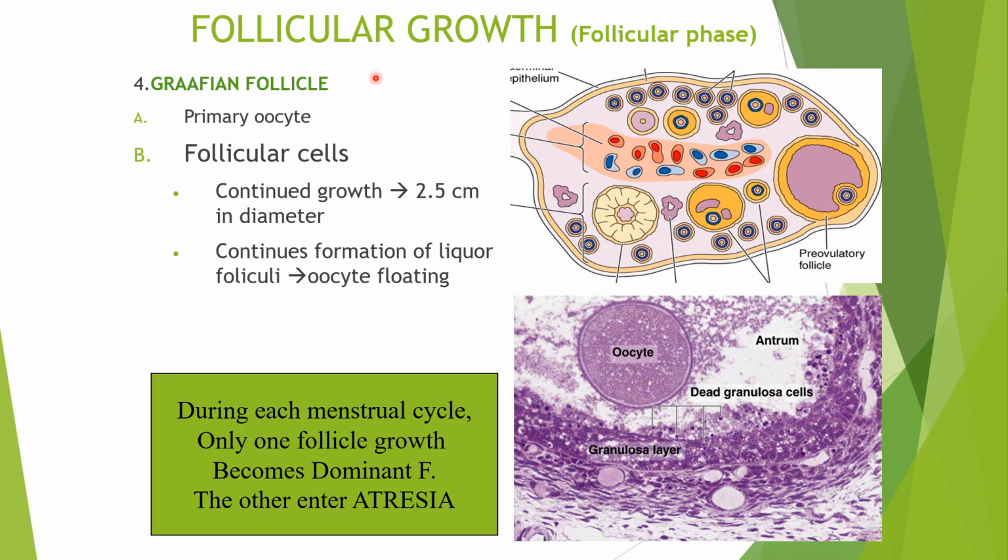With the growth of the follicle, the Graafian follicle is formed, still containing the primary oocyte, which is arrested in the first meiotic division. Its first meiotic division will only be completed under the effect of the luteinizing hormone, which is released at mid-cycle. With continued growth, the size of the follicle becomes 2.5 centimeters, with continued formation of liquor folliculi. These are the spaces showing the antrum which contain the liquor folliculi.